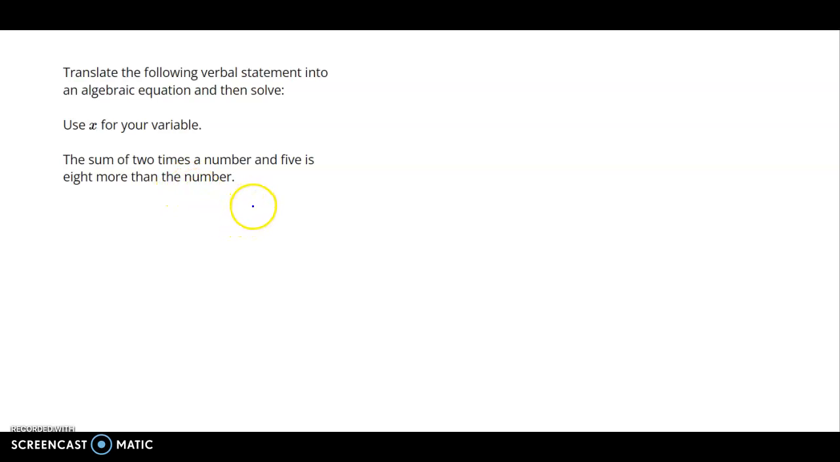So the key to these sentences is knowing what these words mean. So what does the sum mean? Well, when it says the sum, that means it's going to give us 2 different terms that are added together. Okay, so if it says the sum of, we know immediately following that is going to be the 2 terms that are added together. So now I'm going to have one term plus another term.